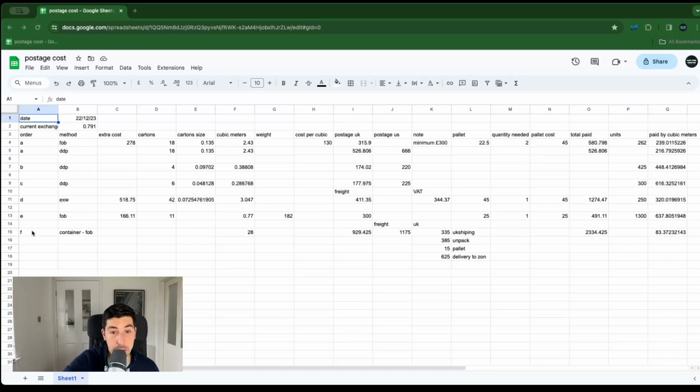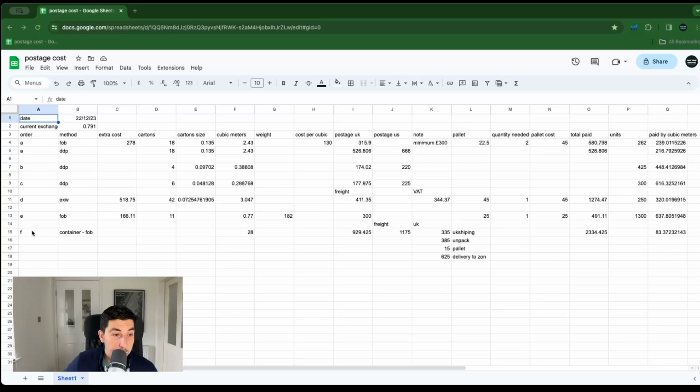Plus, we had to pay for one pallet, which at the time was £45. Pallet prices have been reduced massively. So we paid a total of £1,274.47 for a shipment of 250 units, and I'm very happy to say that this has now sold out. Roughly, we paid about £320 per cubic meter. That's what we ended up paying, about £320 per cubic meter.